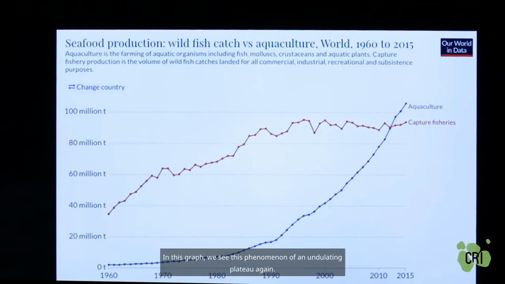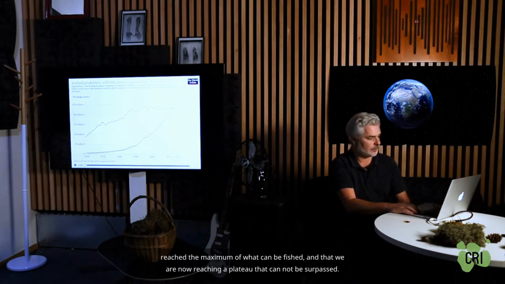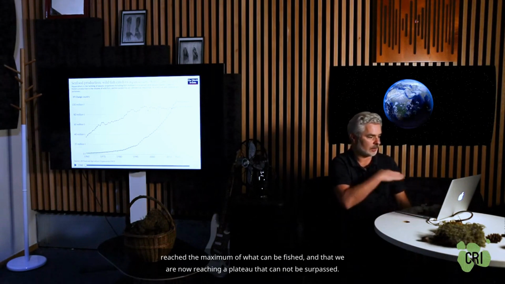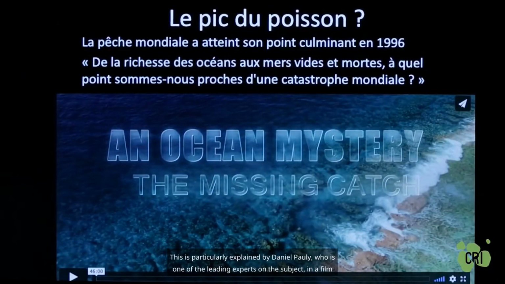Today, more seafood and fish, such as various species, come from aquaculture than from traditional fisheries. In this graph, we see this phenomenon of an undulating plateau again. What does it mean? Given that a number of fisheries are now considered fully exploited or overexploited, it is possible, at least this is a thesis supported by a number of researchers, that we have reached the maximum of what can be fished and that we are now reaching a plateau that cannot be surpassed.